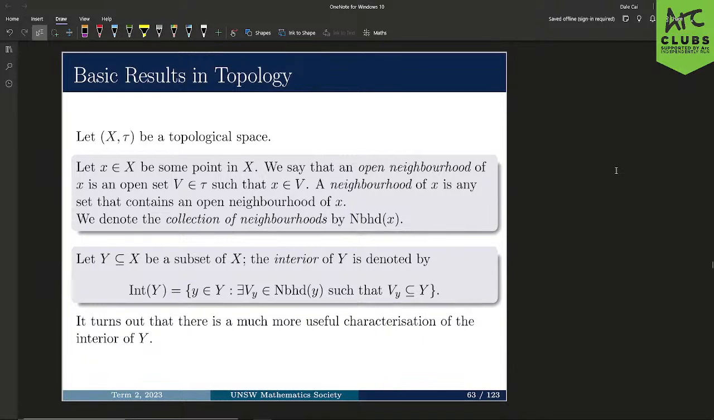So here are some more definitions. An open neighborhood of X is an open set. So remember, an open set is just anything inside our topology. So it's an open set that contains X.